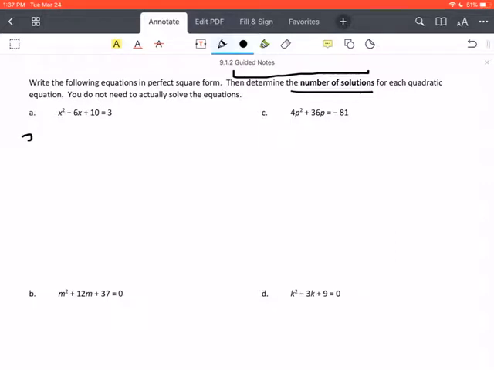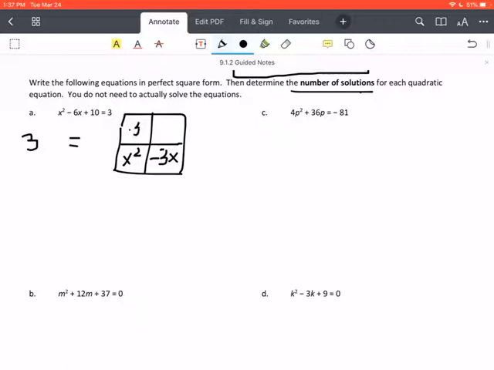So we have to go ahead and get this in perfect square form. So we have 3 equals, leave a blank, set up our square, and then we are going to place our x squared. We are going to divide our negative 6x by 2 to get negative 3x and negative 3x. I'm bad with my 3's on this iPad. And then we see that we have 10 units, but we want 9 because negative 3 times negative 3 is 9. And remember, our dimensions are always defined when we place our x squared in our x tiles.